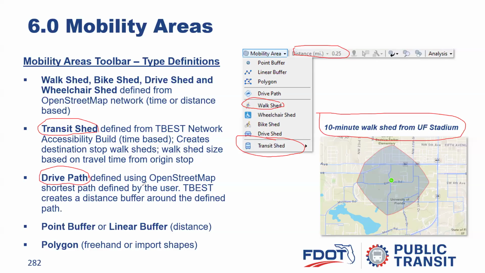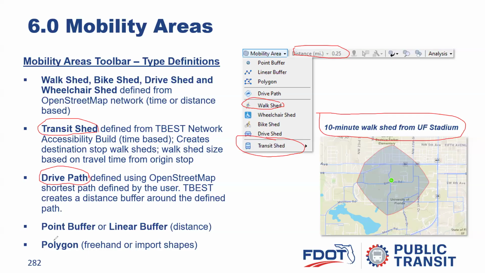So it's a way, if you were defining a corridor and you wanted to say, well, my corridor runs from point A to point B along this network, then you can use this drive path tool to say, this is the drive path that it actually takes. And then it would create whatever buffer you would want in terms of distance around that drive path. The other options are very simple, which are point buffer and linear buffer in terms of distance.